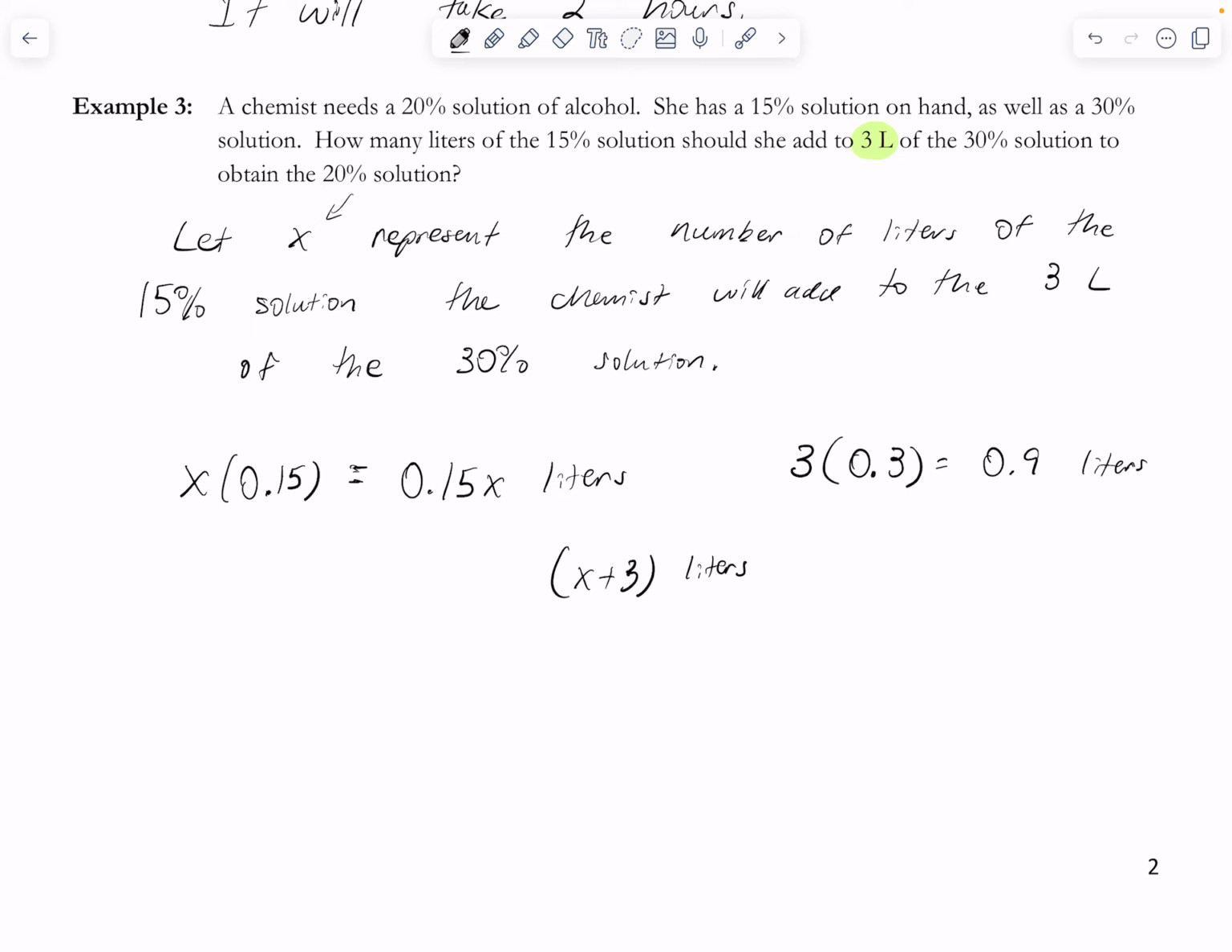Okay? And the amount of alcohol in that one, let me organize it like this. So x plus 3 times that percentage, the one we're trying to obtain, would be 0.2. And ultimately, what we're trying to say is that these two, when you add them together, we're hoping to get this one here. So I'm going to set those equal to each other, and then I'm going to solve.